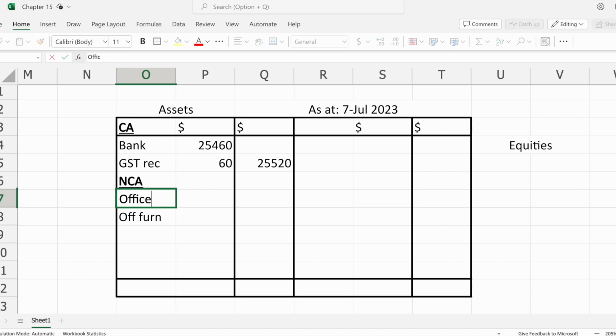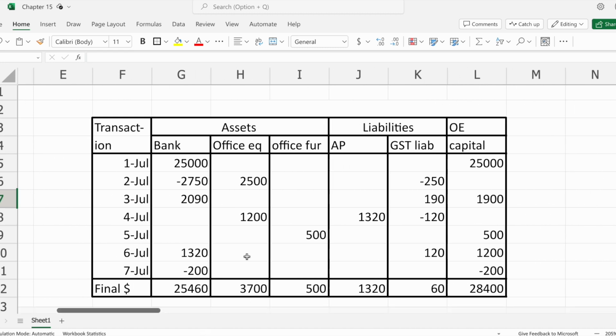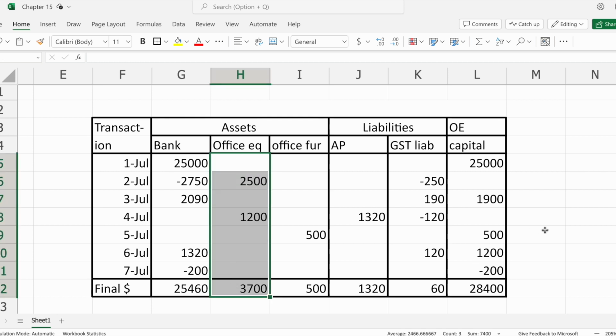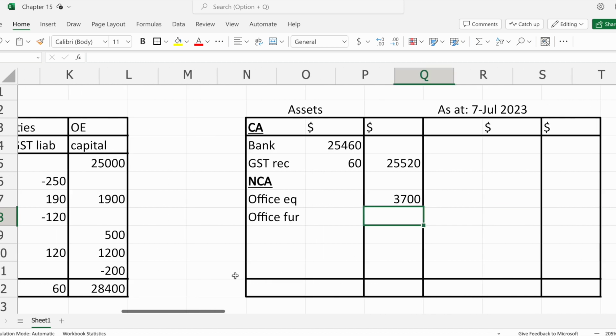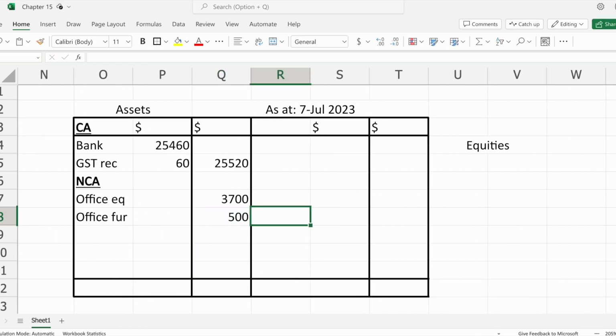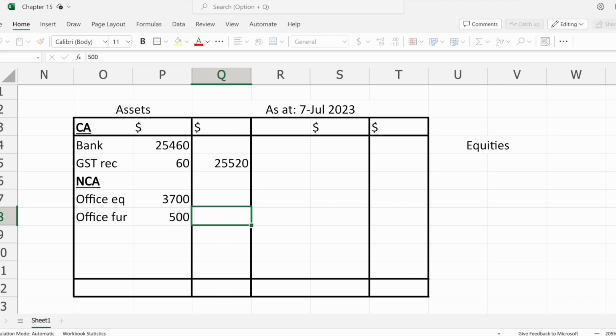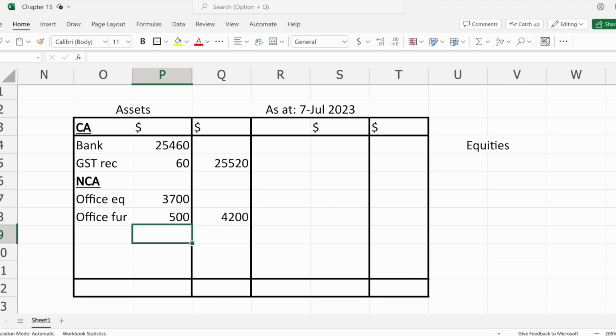Actually, office equipment, and office furniture. So when we record it, we had a total office equipment totaling to $3,700. So let's record that, $3,700, and office furniture was $500, totaling to, my bad, 3,700 and 500, totaling to 4,200.